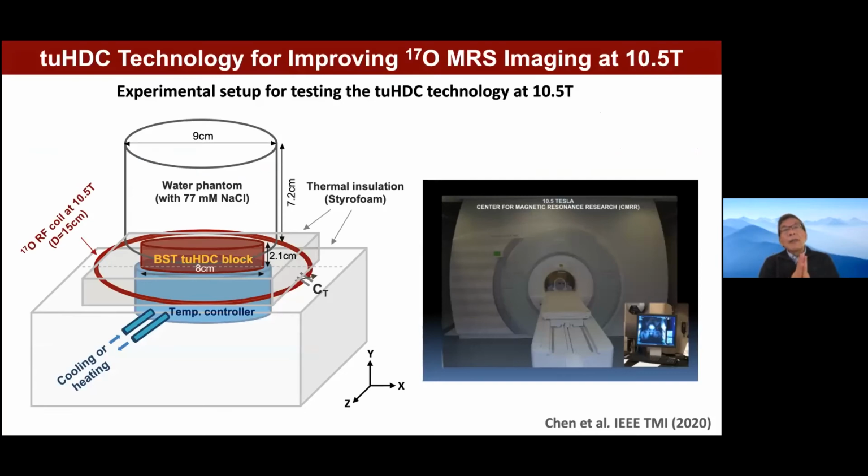This shows just a simple setup of how we can do the experiment. We use a 15 centimeter single loop coil, and this is a disc put under the phantom, whose temperature can be controlled by the temperature controller. Then we performed the imaging study at the 10.5 T scanner.